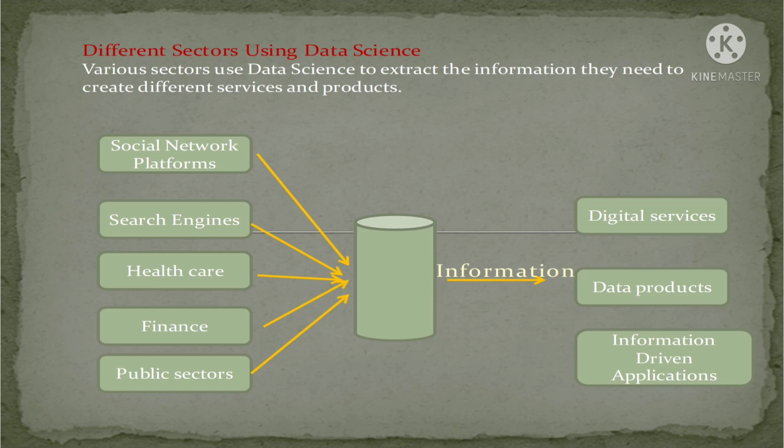Digital services means, on the basis of digital devices we are getting services, just like chatting, or transferring a file from one system to another system. This is nothing but digital services. And the data product: on the basis of the information, the organizations produce data also. This is called a data product. And information-driven applications, just like Google Pay or PayPal, are nothing but information-driven services. These services are based on the information.